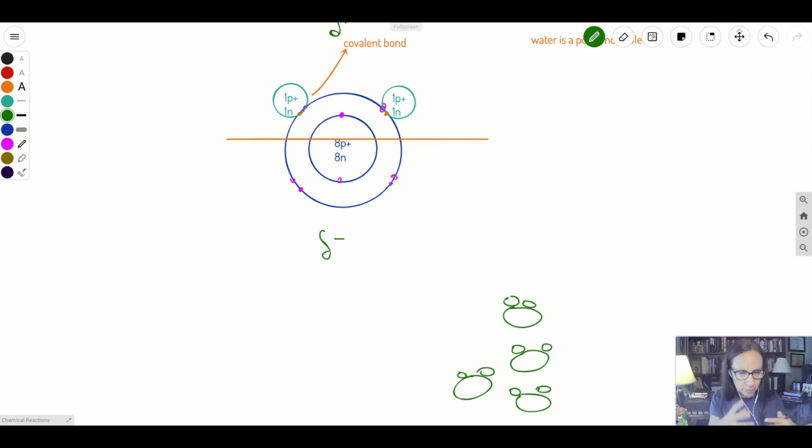moving around, okay? And there's a partial difference in charge. Where the hydrogens are, this is more positive. Where the oxygen is, this is more negative. Where the hydrogens are, this is more positive. Where the oxygen is, more negative. The hydrogens are more positive. The oxygen is more negative. Same here. This is the negative side, positive side.